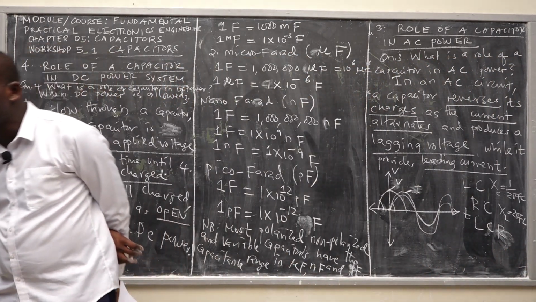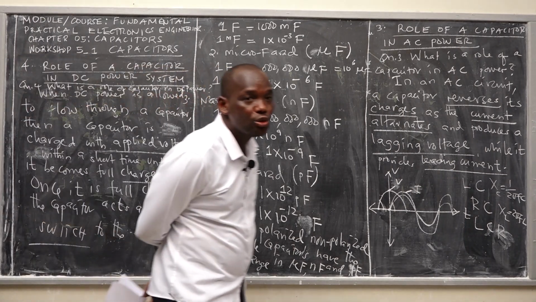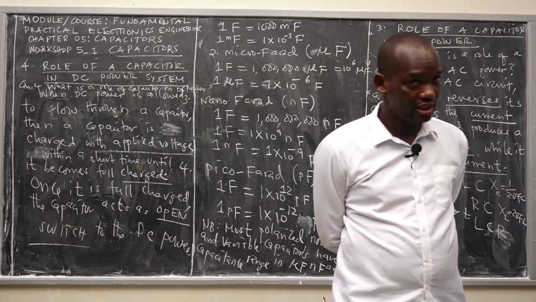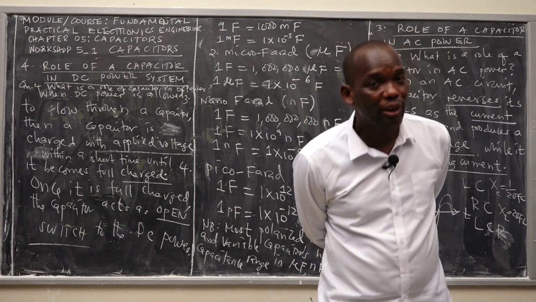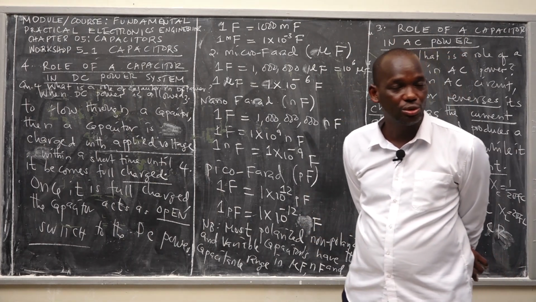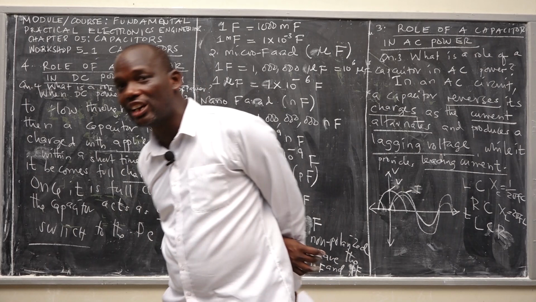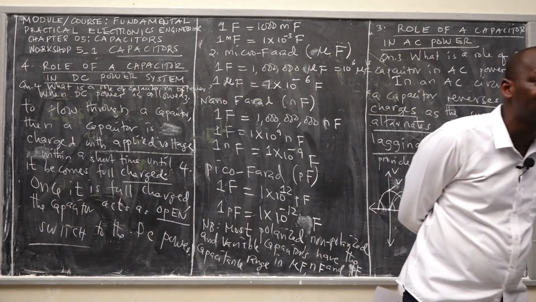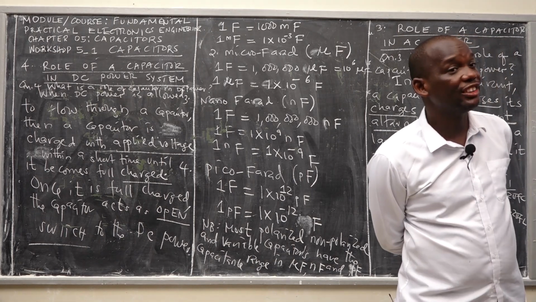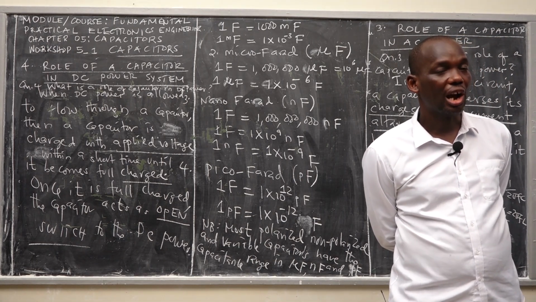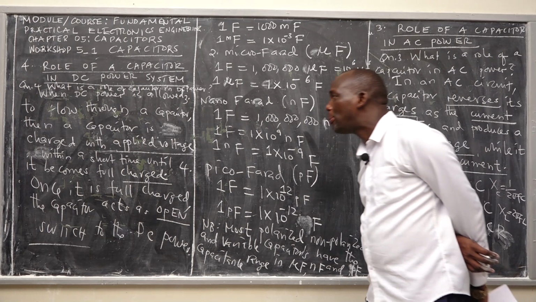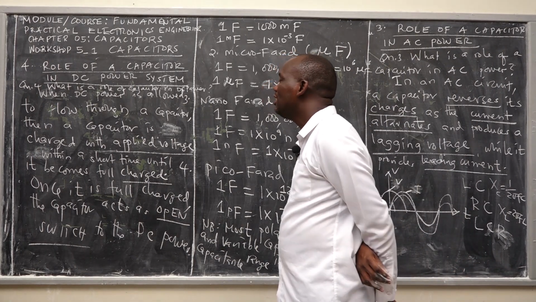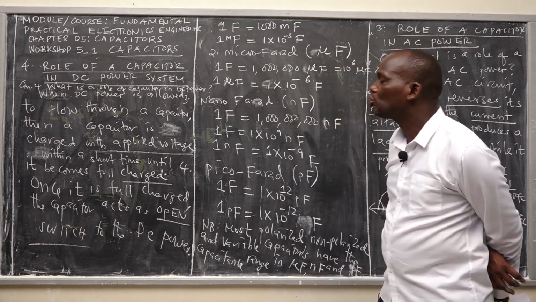Because we say the capacitor stores charge. How do we add the charge into the capacitor? That's a very important question. And then when the capacitor has stored charge, what does it do? The capacitor discharges. So how do we take out the charges stored within the capacitor? That's what we call discharging. Are we together?